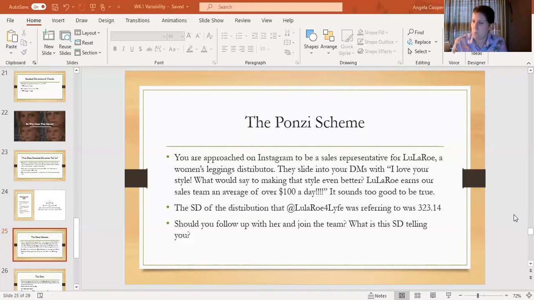So, interesting. We have an average of over 100, but a standard deviation of 323.14. What is that telling you? Keep in mind that the smaller the standard deviation is, the closer those numbers are to the mean. So if that standard deviation was a lot smaller, it'd be more likely that people are making about $100 a day. But with the standard deviation that high, that's suspect. I don't like it. Let's dive in a little bit.